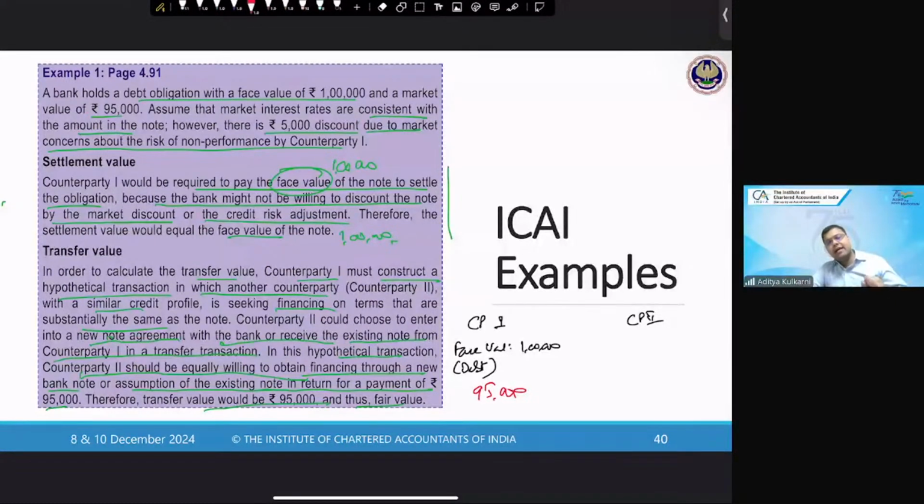आपके पास जो कर्जा है उसका market value is only 95,000. So why are you going to go and pay 1 lakh? The fair value is only 95,000. Are you able to understand? Yes, sir. And therefore, this ends up becoming your fair value. Any doubts? No doubt, sir. Okay. Hemant, did you follow? Nisha, did you follow? Yes. All right. So this is an example. Therefore, transfer value would be 95,000 and thus its fair value.